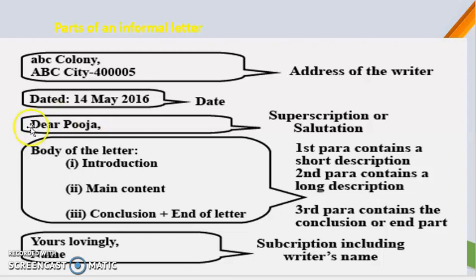Okay, dear Pooja. So over here I have written Pooja. You will write your friend's name, or you will write the person to whom you are writing. If you're writing to your mom, you will write mom. If you're writing to your dad, dad. Okay, so I've written dear Pooja, but you will write your friend's name. Remember, the name of your friend is a proper noun, so it should begin with a capital letter.